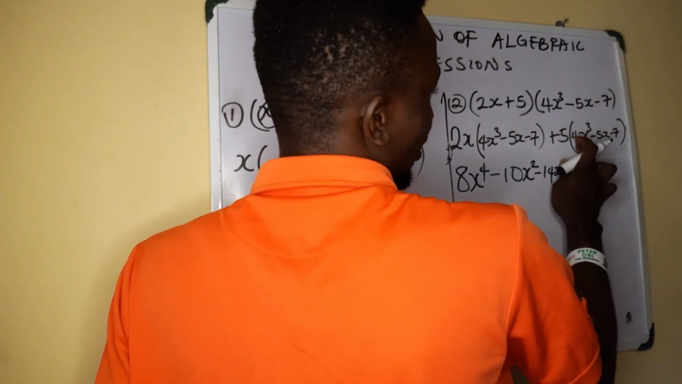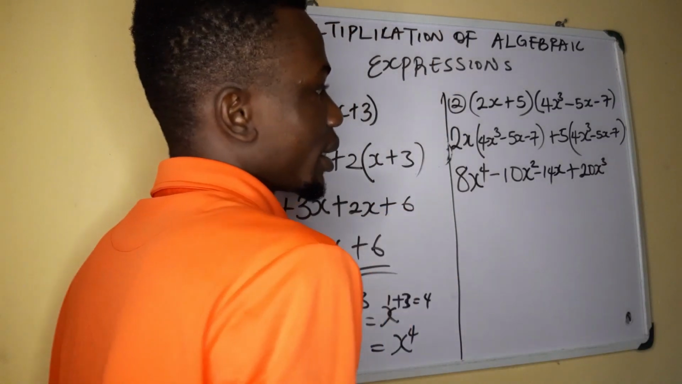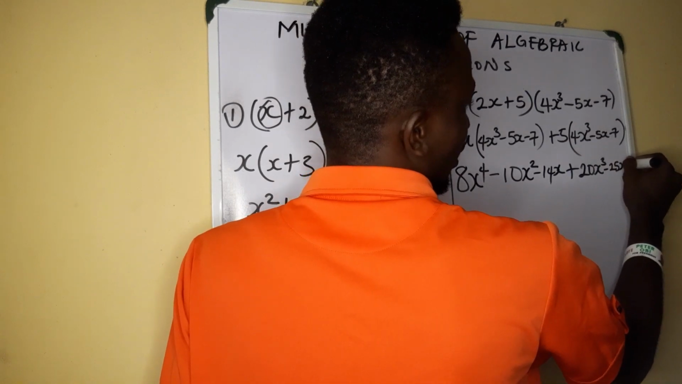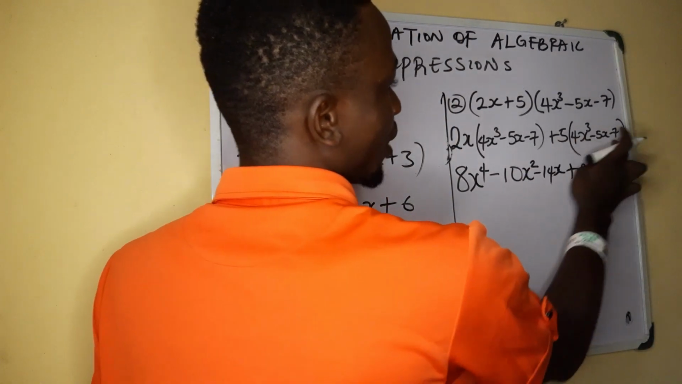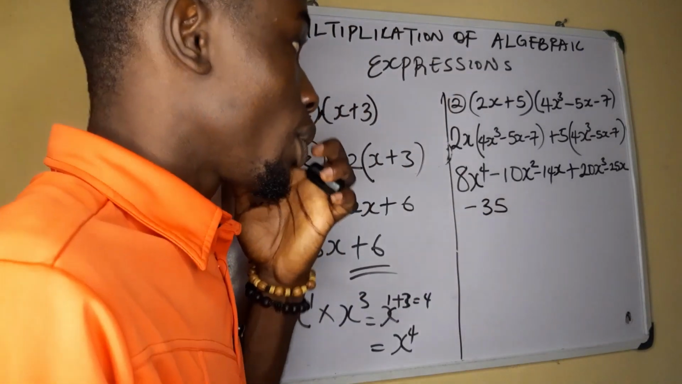Plus 5 times 4 is going to give us 20x raised to the power 3. Okay? 5 times 5 is 25x. I'm going to come down, and then 5 times 7 is 35. So, what do we have here?